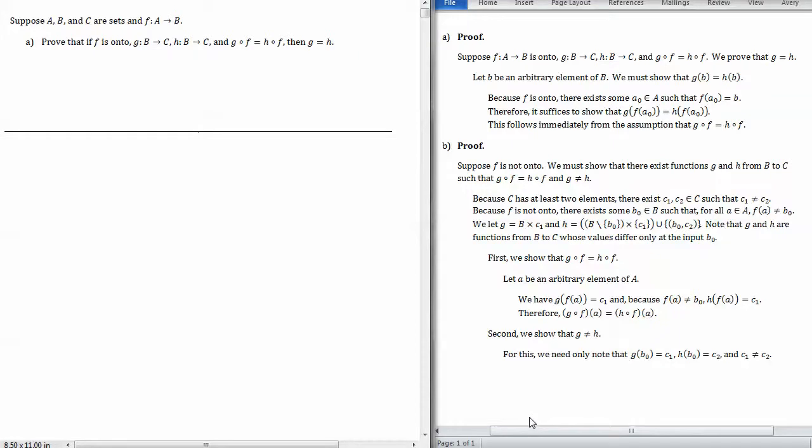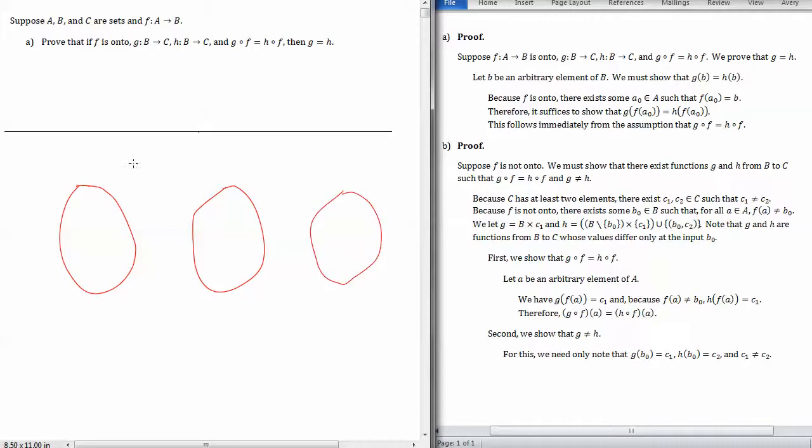Suppose A, B, and C are sets, and f is a function from A to B. Okay, so A, B, and C right there, and f is a function from A to B.